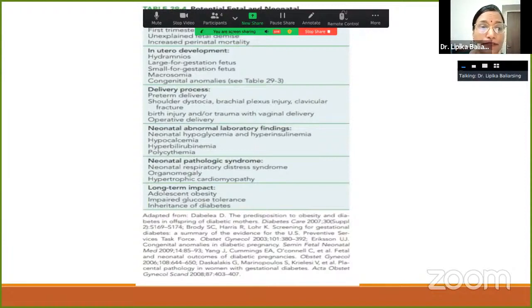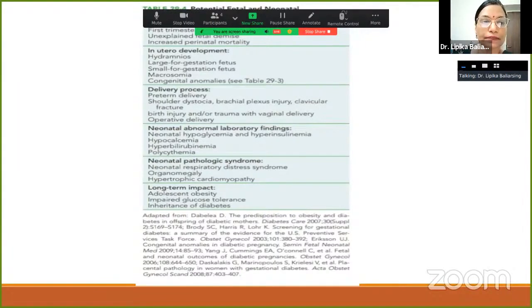It has implications for the delivery process also. The fetus can have a preterm delivery, and usually they suffer from shoulder dystocia, brachial plexus injury and clavicular fracture because the babies are usually more than 4 kgs. Because of the large baby, the delivery process becomes difficult. Birth injury and trauma with vaginal delivery is very common, and there is usually a higher incidence of operative delivery.